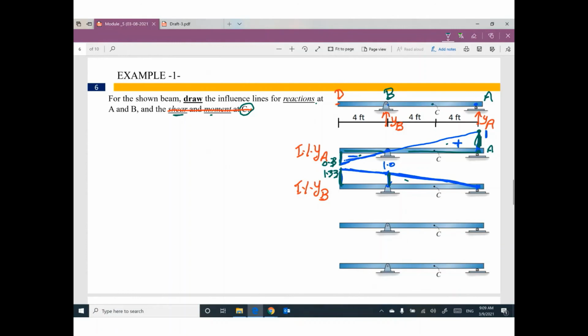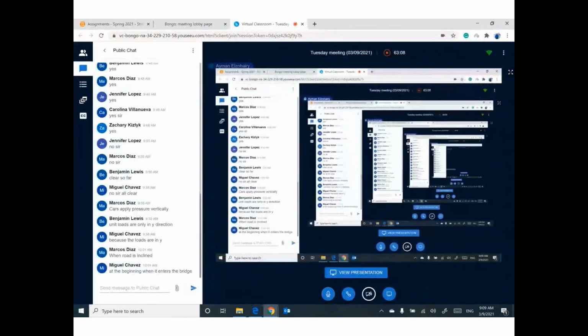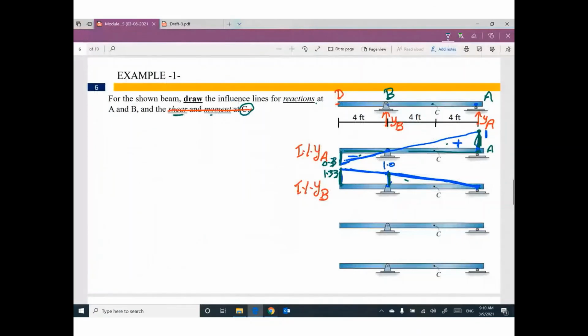Any question? Any question so far? So any other values except 0 and 1, you can get by triangle similarity. Any other question? Guys, do you have any other question? Okay. How can I draw influence line for shear and moment?